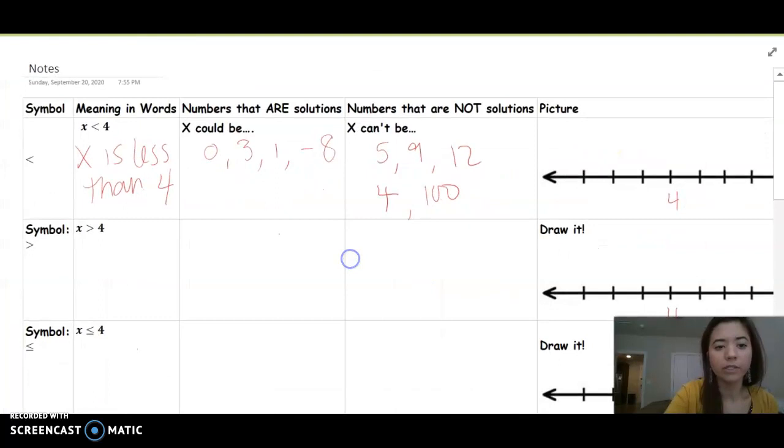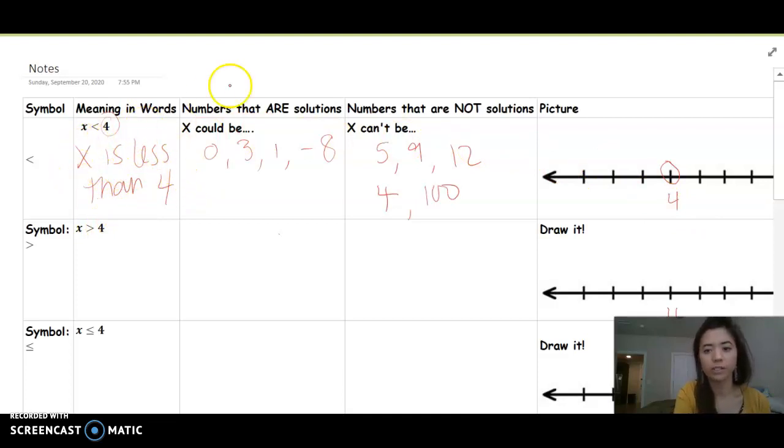Now, when we graph this, whatever our number is, that's where we draw our circle. So we're drawing a circle on 4. When we have the sign less than, we draw an open circle because 4 is not included, so it's open. And then we draw our arrow towards all of the solutions.